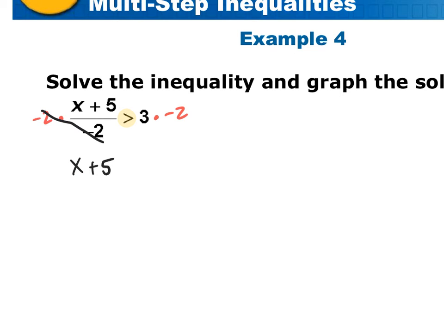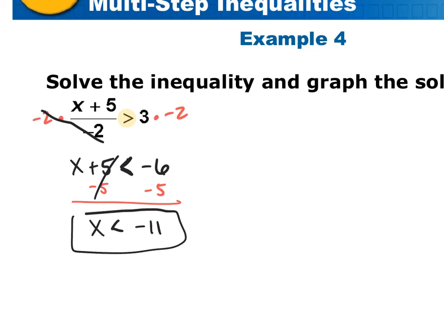So I'm left with x plus 5 after the negative 2's cancel. I then have to flip my inequality, and 3 times negative 2 is negative 6. Now, at this point, it's solving a regular problem. To get x by itself, we need to subtract 5. X is less than negative 11. And that is your simplified inequality.